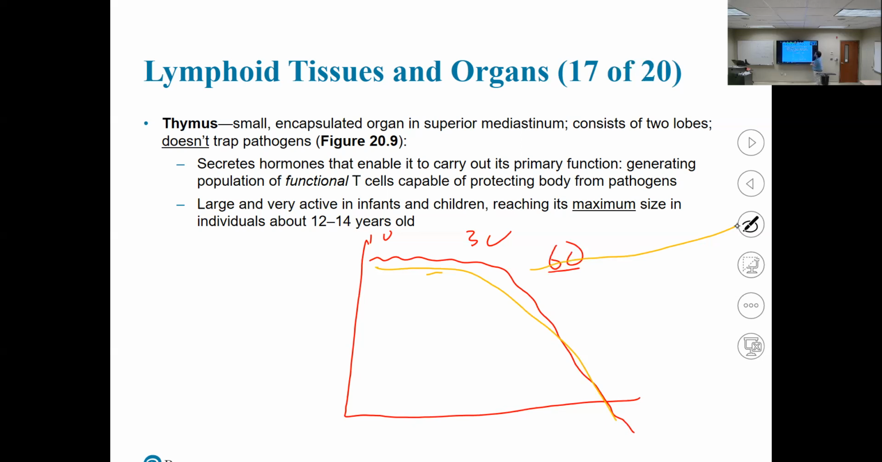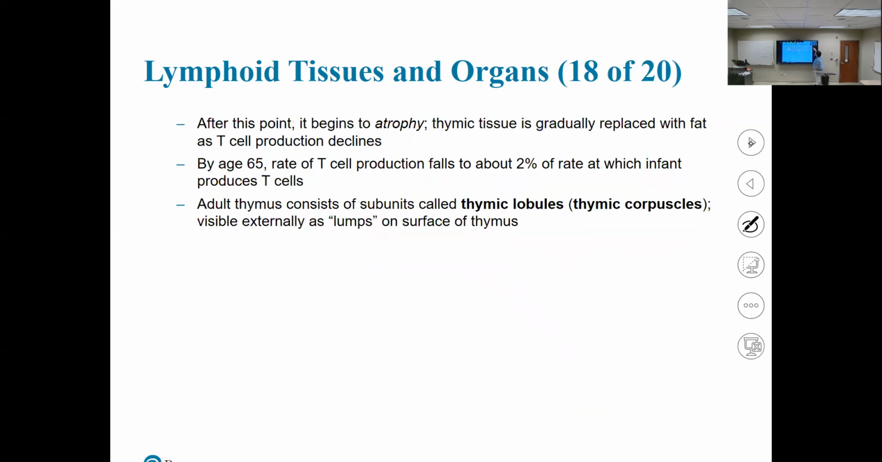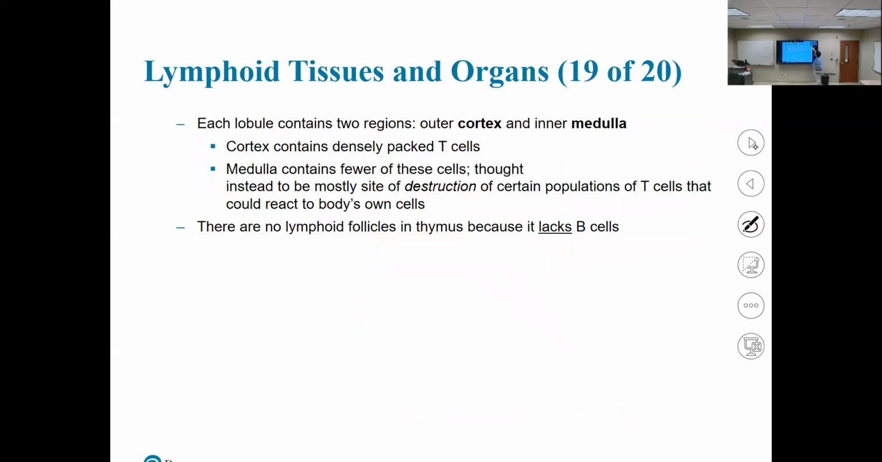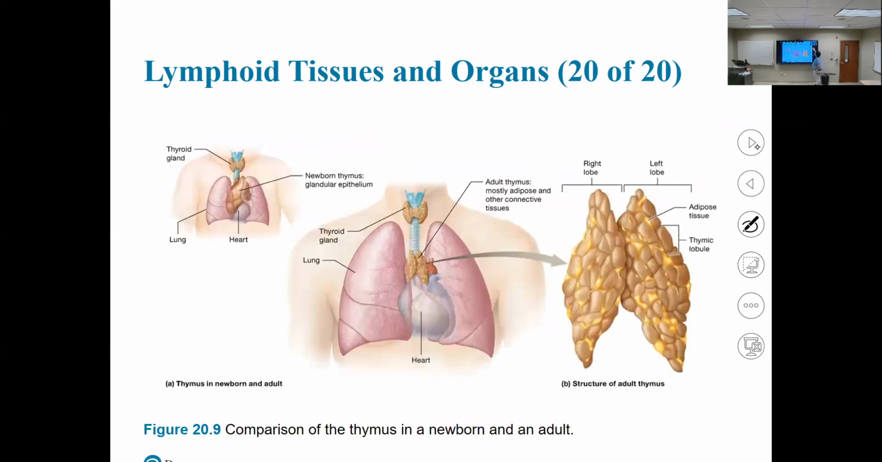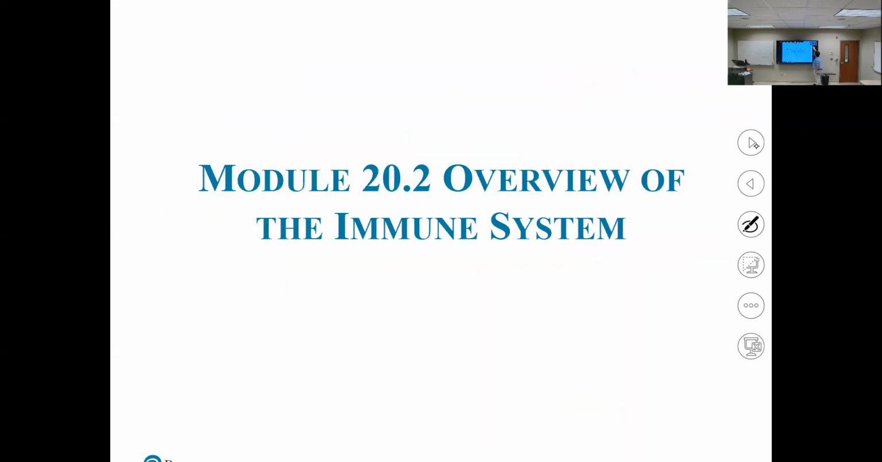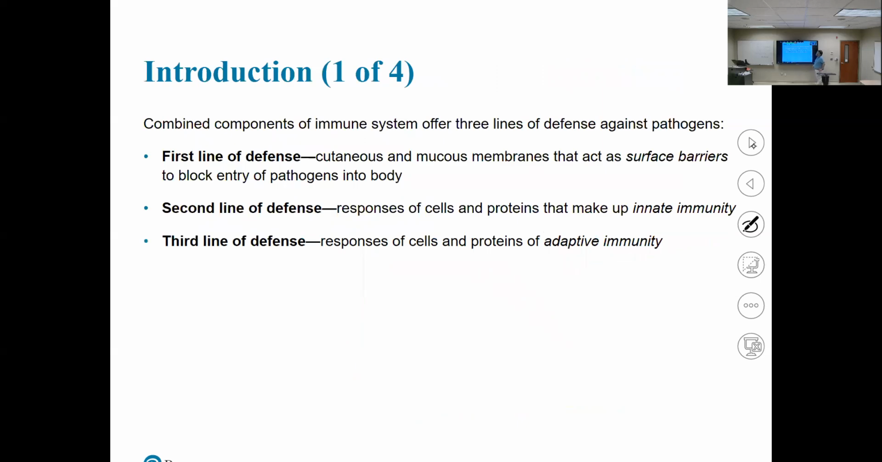Isn't that kind of cool? So the thymus is for the T cells. Look at that. By age 65, the rate of T cell production falls to 2% of the rate at which infants produce T cells, which is bad, right? Pretty wild. Okay, and here it is in the neck, and it's nothing really dramatic inside of it, it's just a little organ making these glands. Okay, now we're going to dive into an overview of the immune system.